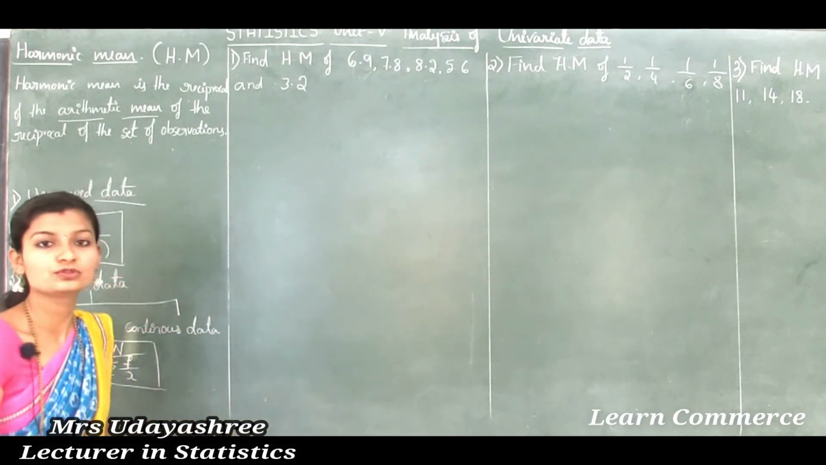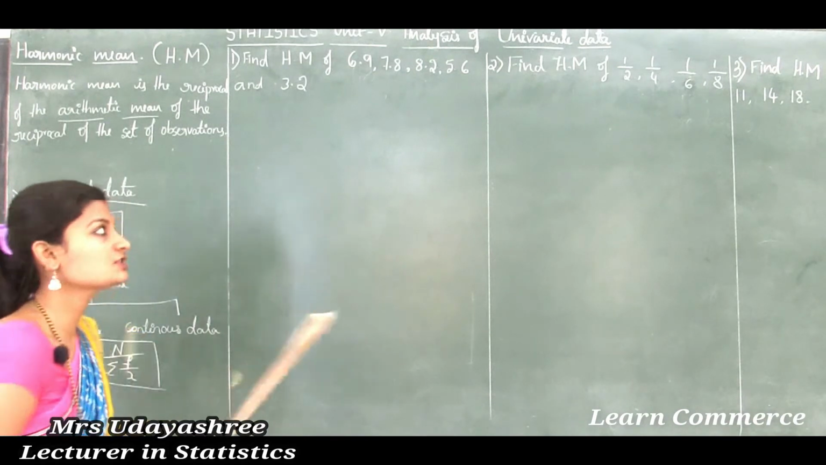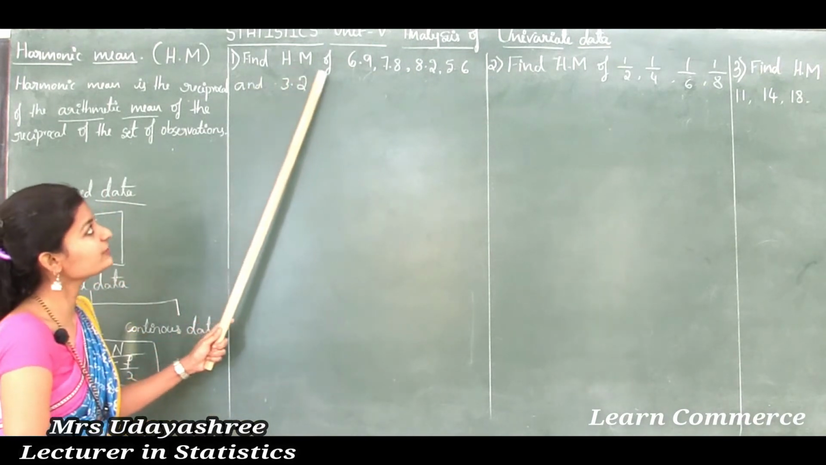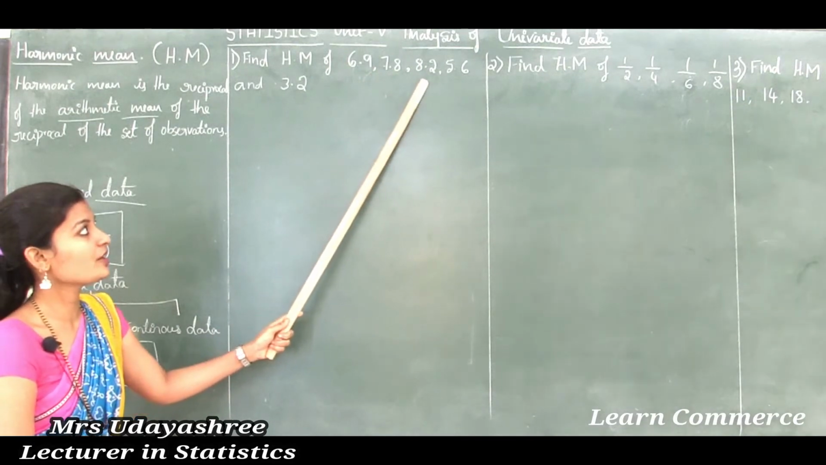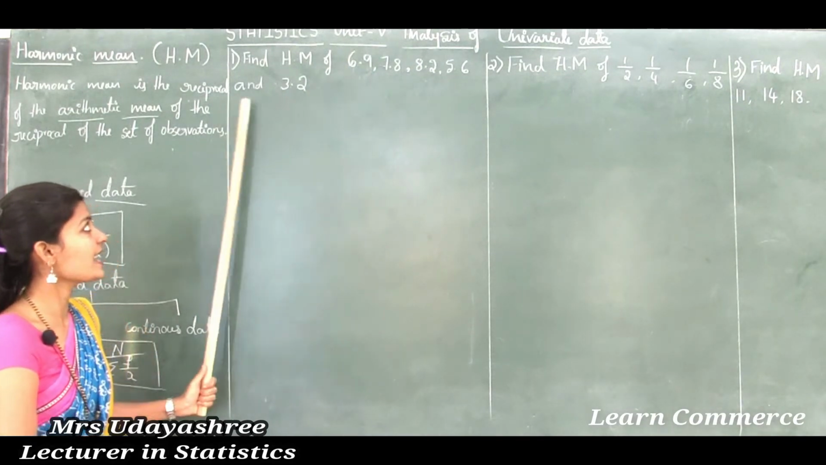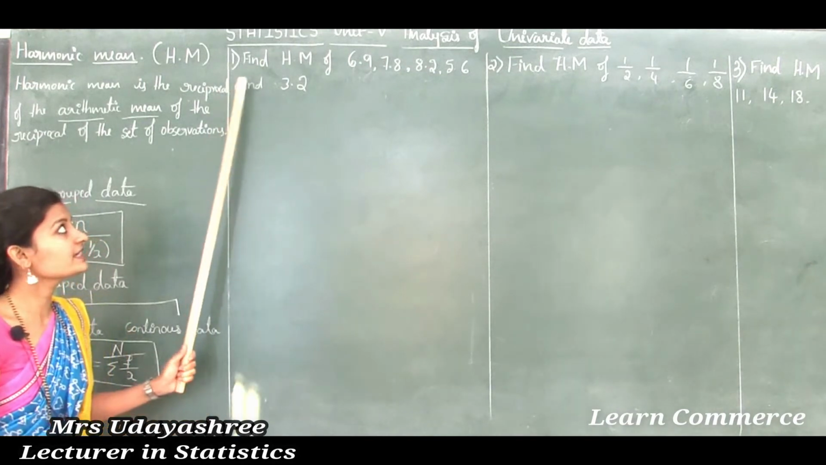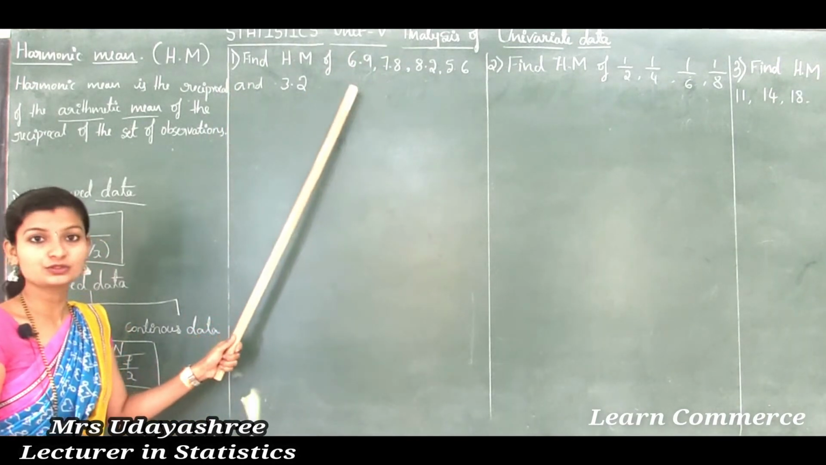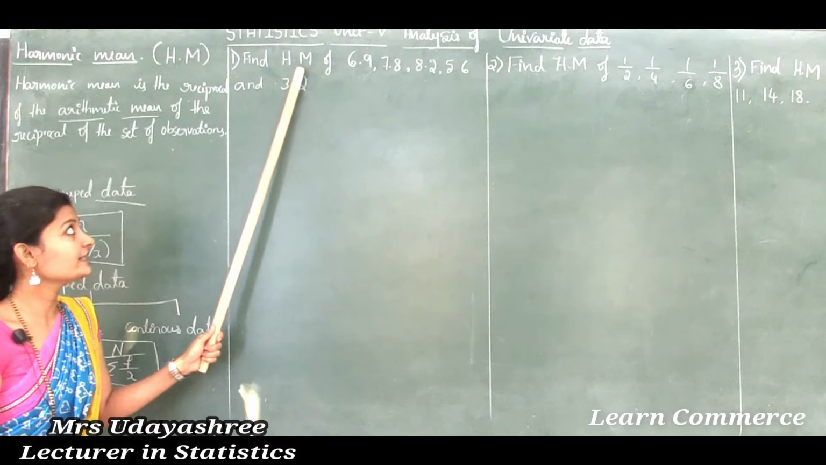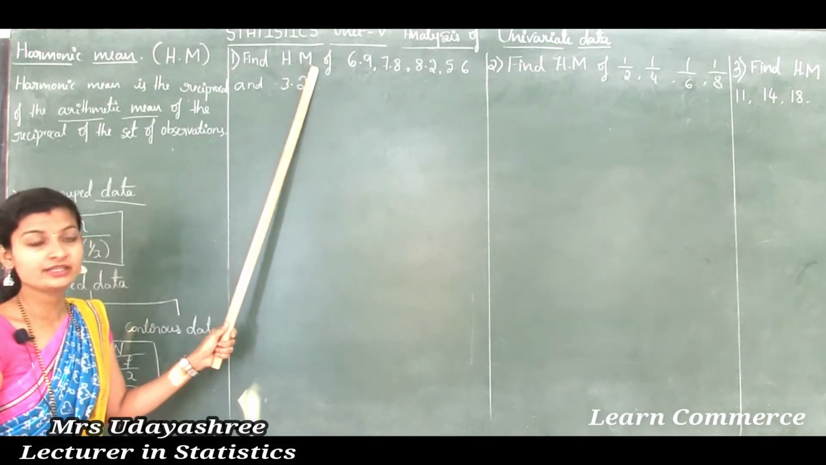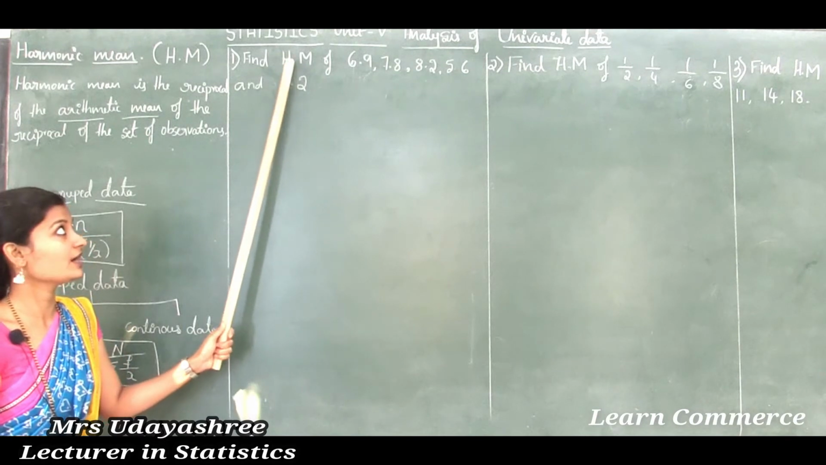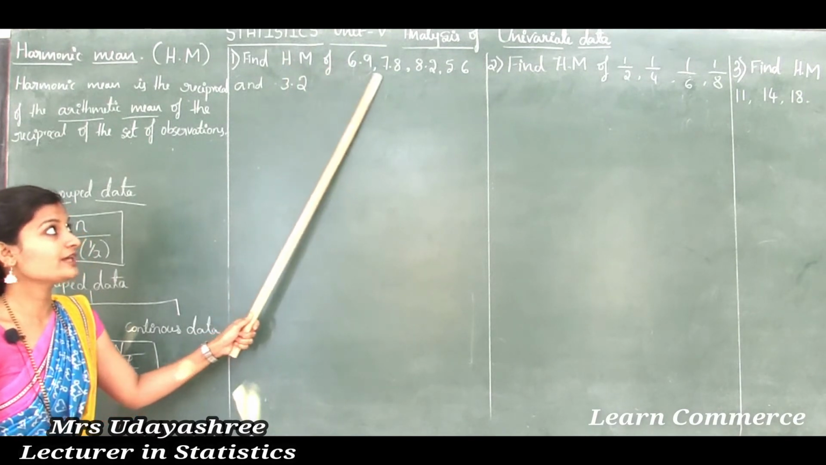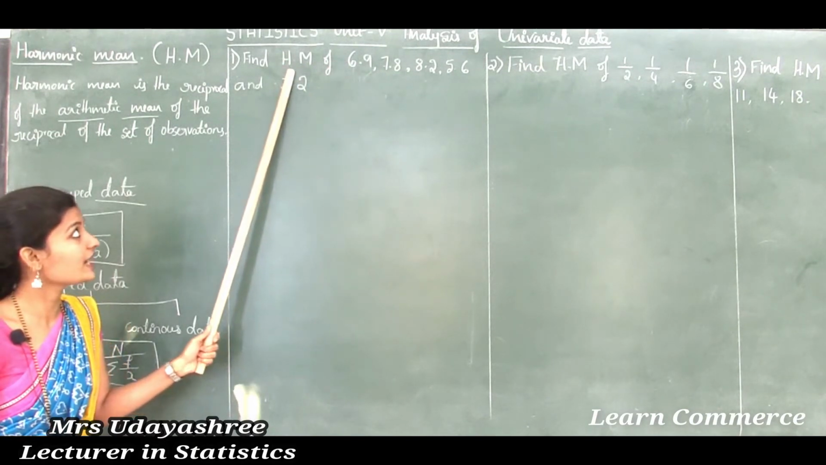Let's move to problem number 1. Here the first problem is: find harmonic mean of 6.9, 7.8, 8.2, 5.6 and 3.2. See here, given informations are ungrouped data, and we need to calculate harmonic mean.